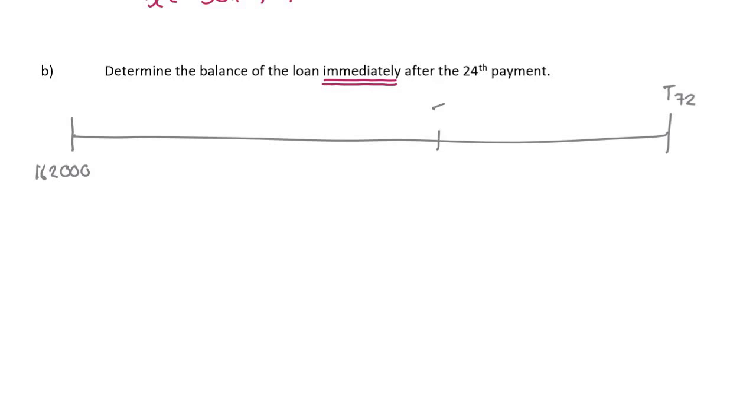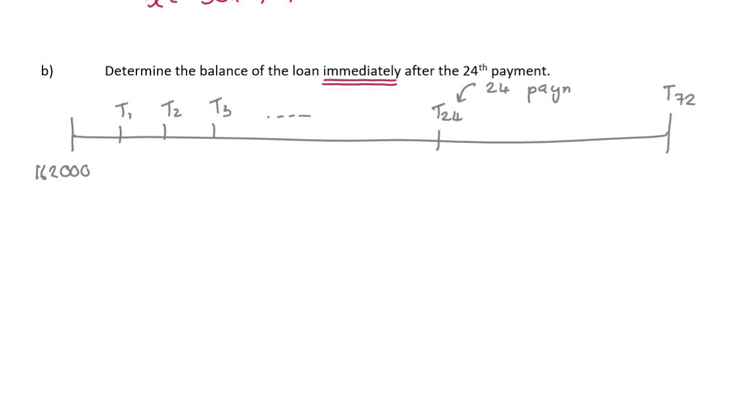Now they want to know what the loan is at 24 months. So immediately after I paid my 24th payment. So there would be one payment at the end of month 1, the end of month 2, end of month 3, and so on until you've made 24 payments.